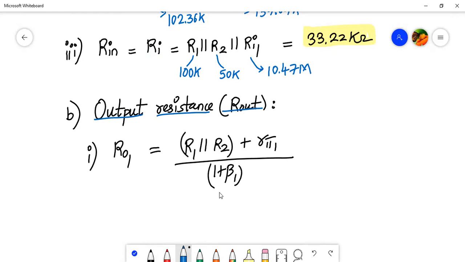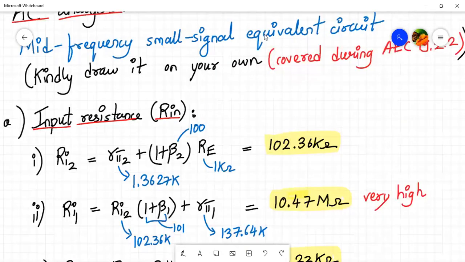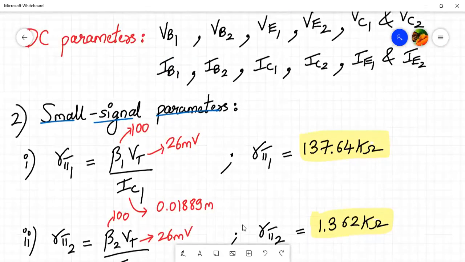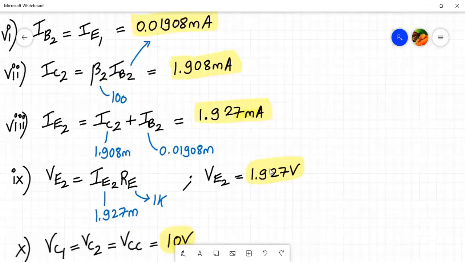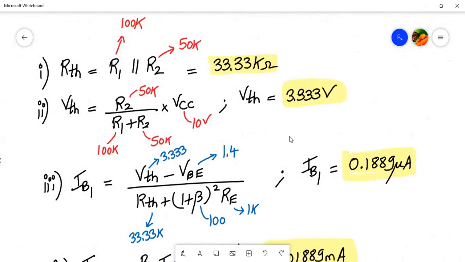Yeah, that's the value. So here 1 plus beta 1 is 101. R pi 1 value is coming out to be 137.64K. And R1 parallel to R2 value is coming out to be 33.33K. Let me make sure of it. R1 parallel to R2 is calculated somewhere, while calculating the value of RTH. Yes, correct. This is 33.33 kilo ohms.